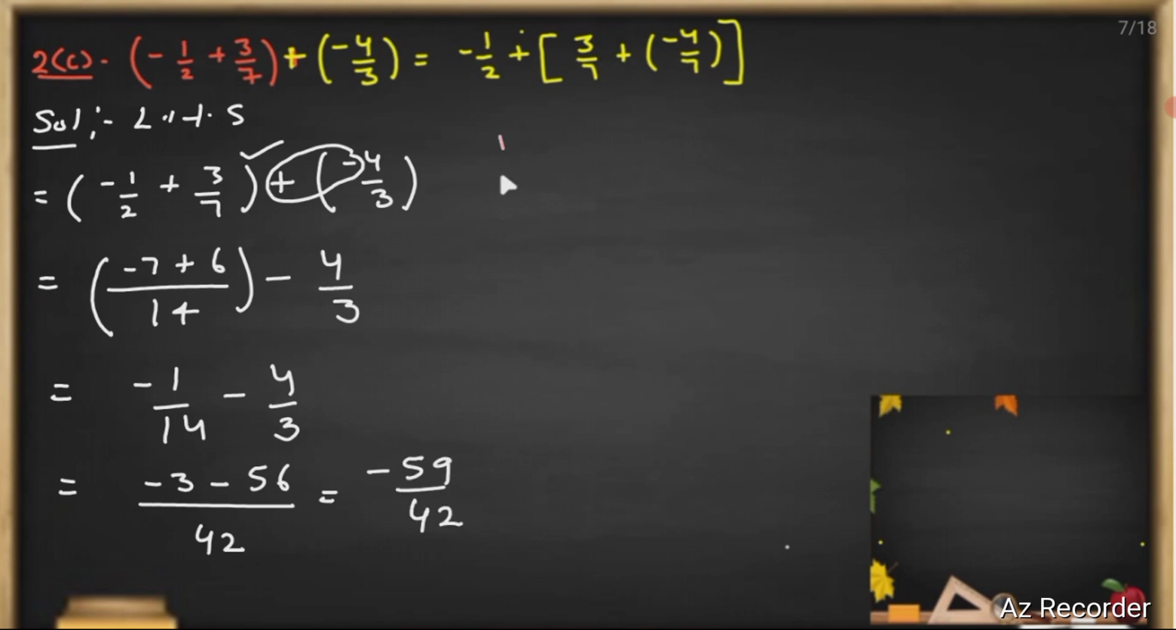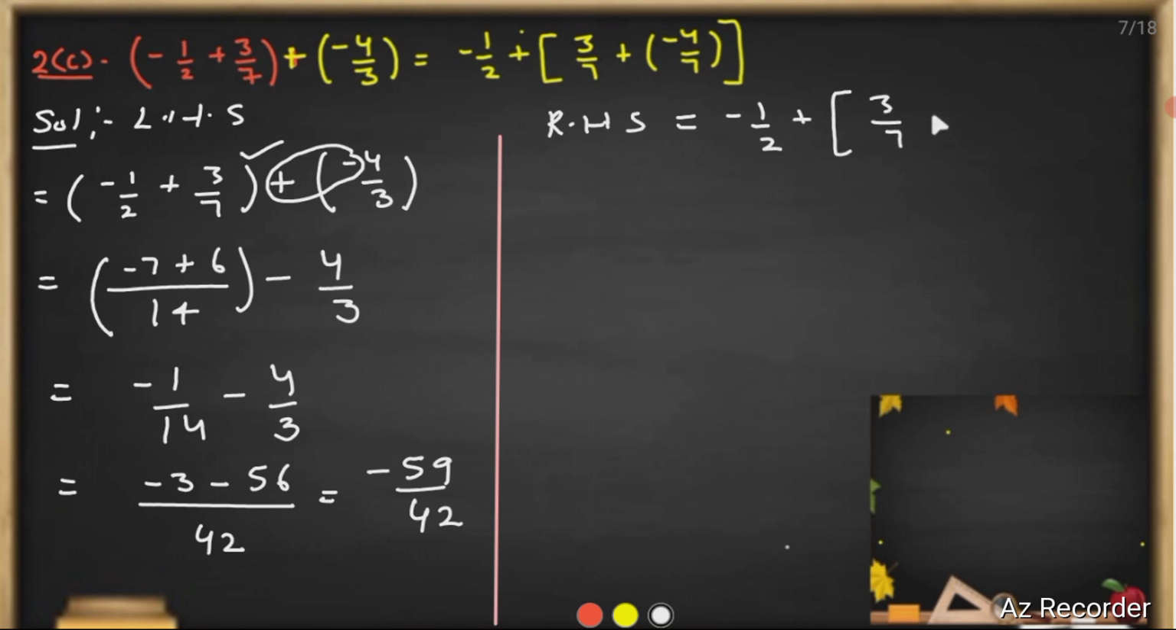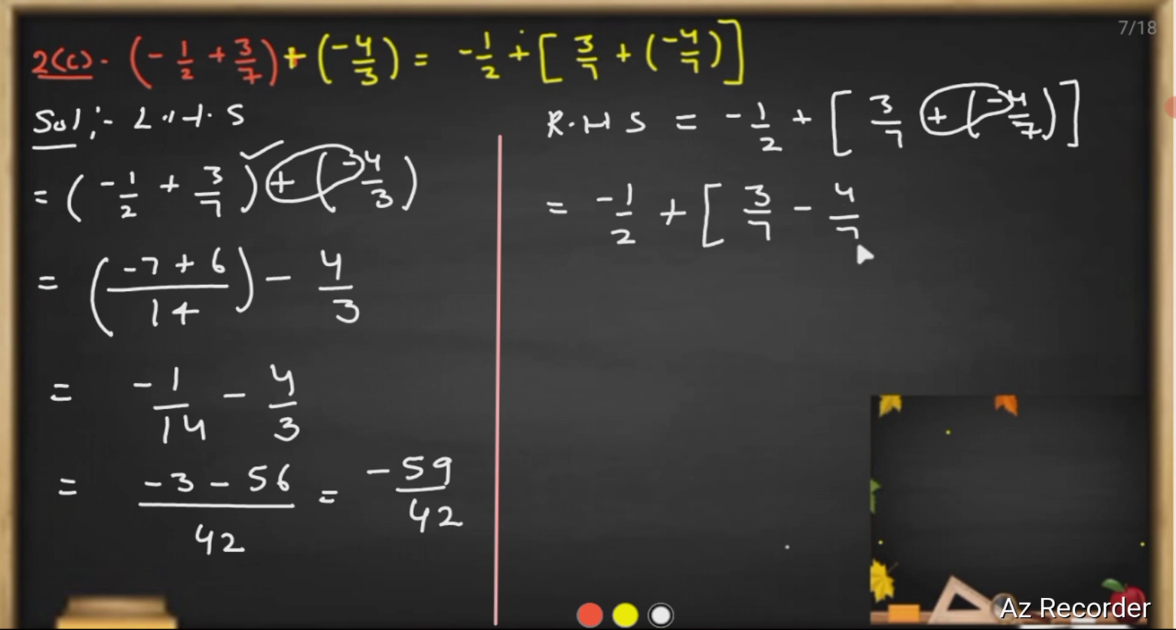Now we will take the right hand side. The right hand side is given here: negative 1 by 2 positive 3 by 7 positive small bracket negative 4 by 7 small bracket, big bracket close. Now negative 1 by 2, you can see again here a WWE fight is going on, positive negative. Who is going to win this fight? This fight is won by the negative sign, 3 by 7 minus 4 by 7. Now we will open the bracket first, the screen lock first.